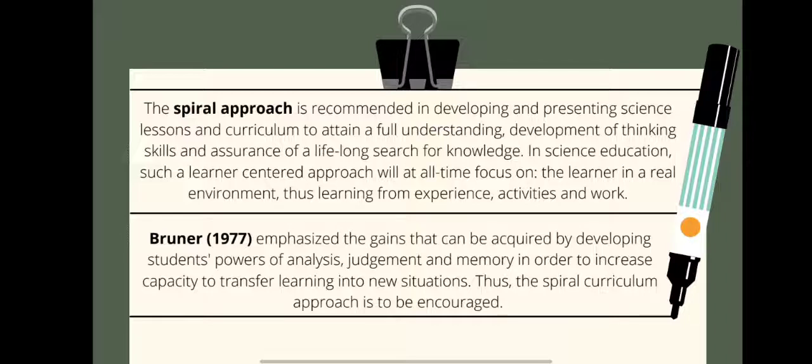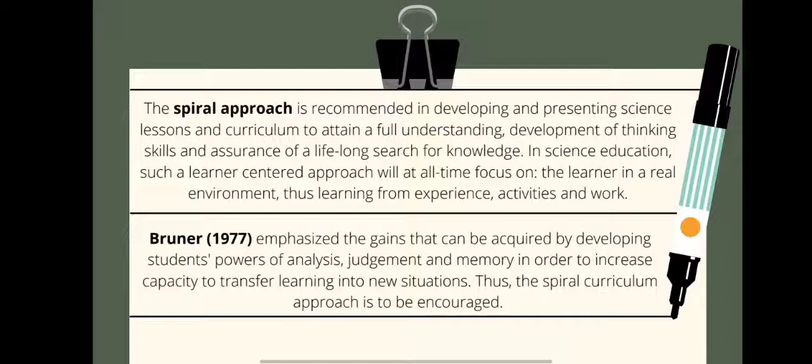Bruner, in the year 77, emphasized the gains that can be acquired by developing students' powers of analysis, judgment, and memory in order to increase capacity to transfer learning into new situations. Thus, the spiral curriculum approach is to be encouraged. It must be able to help students in learning how to learn, developing their metacognitive skills, and becoming increasingly sophisticated across grades as topics and skills are developed.